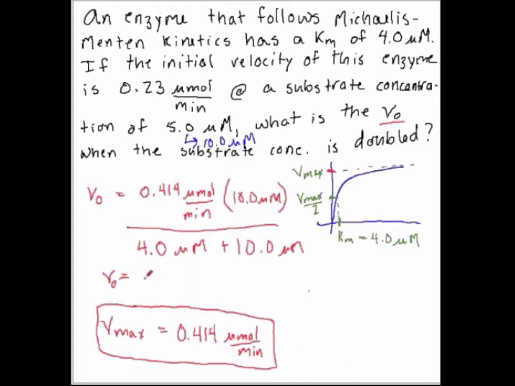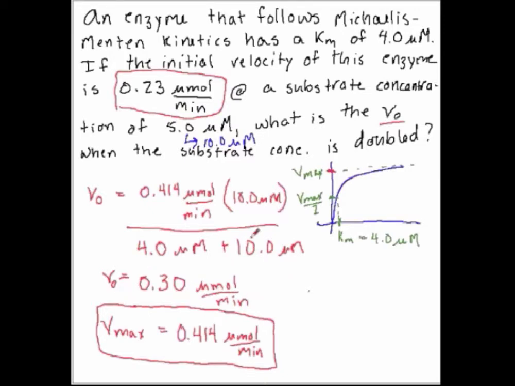And the value that comes out there is 0.30 micromole per minute. Okay, we can really only retain two significant digits there. So what that means is, look at that: at a concentration of 5 micromolar, the initial velocity is 0.23 micromole per minute. After doubling substrate concentration, we see that the initial velocity is 0.3 micromole per minute.